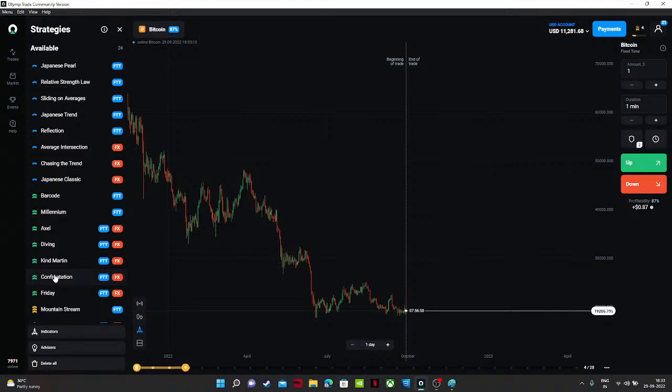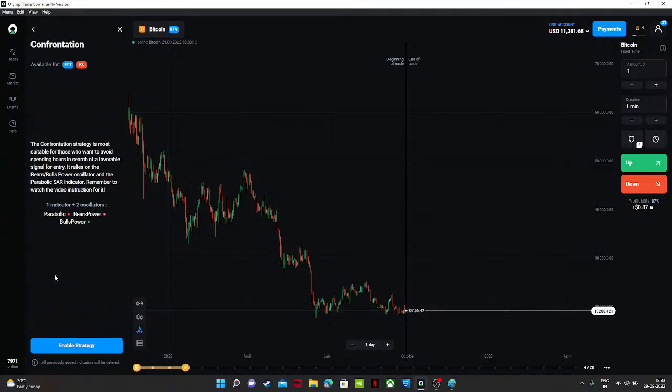The confrontation strategy is most suitable for those who want to avoid spending hours in search of a favorable signal for entry, which means that you will be getting a good number of signals while using it. It relies on the bear's power, bull's power oscillator, and the parabolic SAR indicator. You must already be aware of the parabolic SAR indicator, but I will still explain it to you, and we will also be using the bull's power and bear's power oscillator, friends.